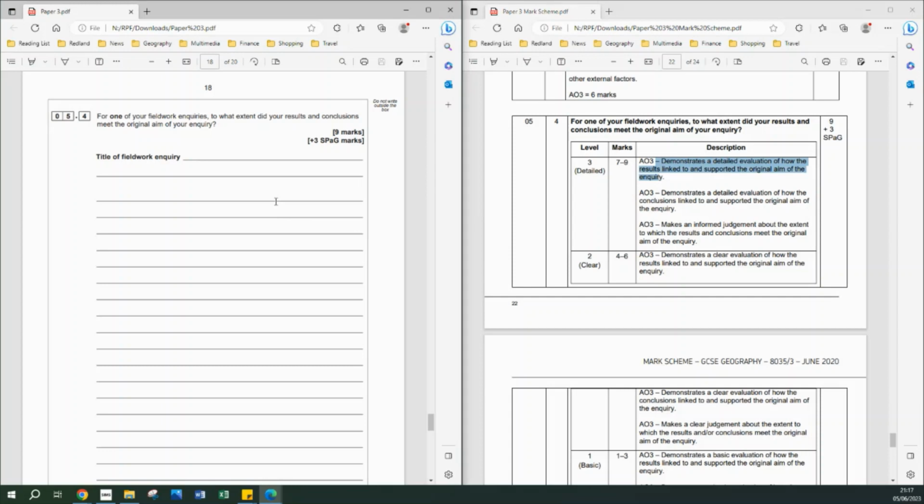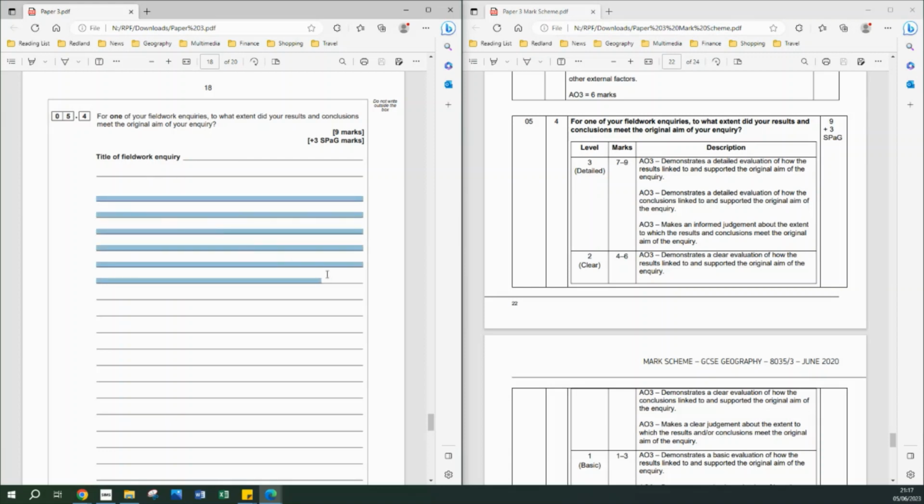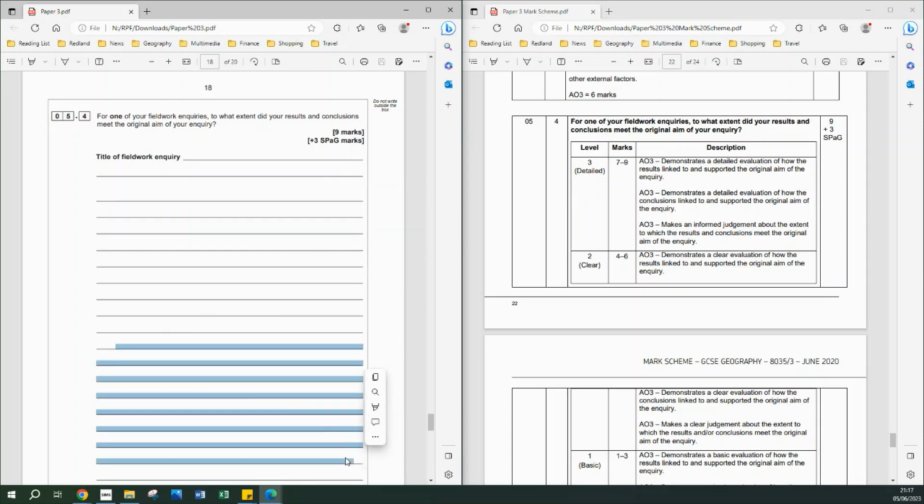So the key thing there is basically to say, what was the aim? Well, the aim of the fieldwork, I'm going to use the Bristol Harborside one, was to see whether the regeneration project was successful and sustainable. Okay, that's the aim. So the first thing you have to do in the first paragraph is present your results. Tell me the results, tell me what the limitations were, and then present the conclusions. Tell me what the evaluation part of the conclusions were, and overall tell me whether the results and conclusion match the aim of the inquiry, which was to see whether it was sustainable.